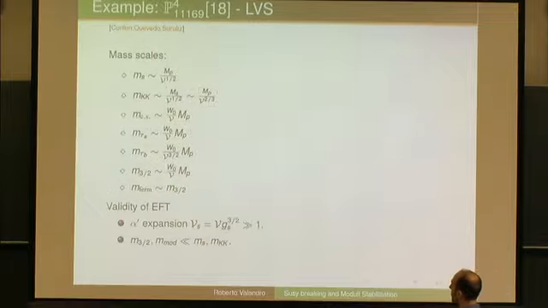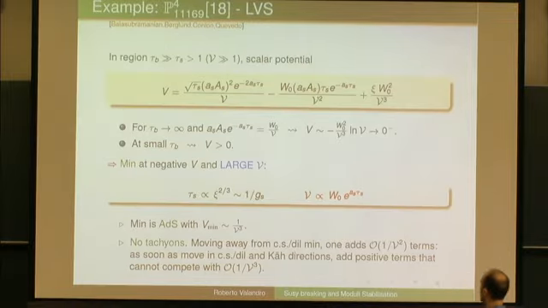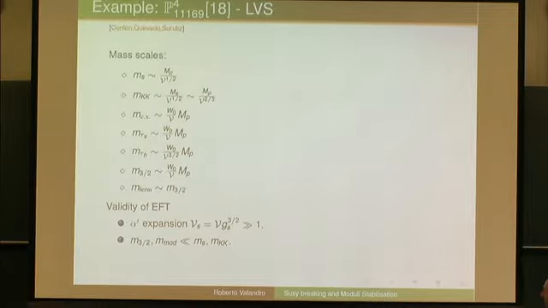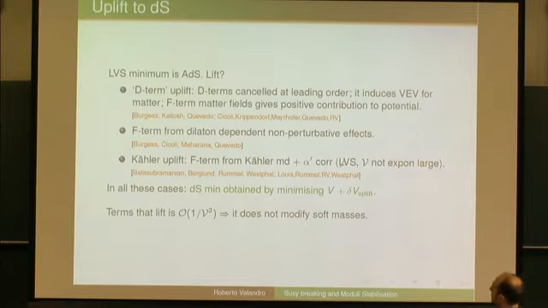Okay, so this kind of minimum where the volume is exponentially large is what is called the large volume scenario, because we get large volume. Okay, but large, very large. But it's naturally large.